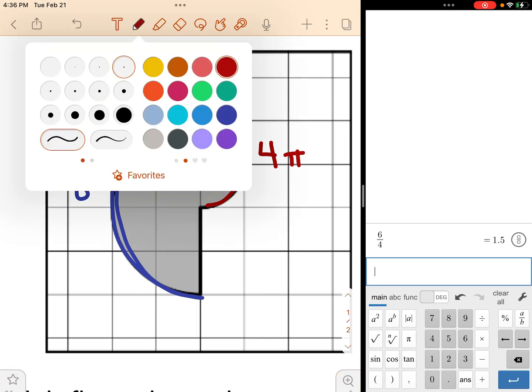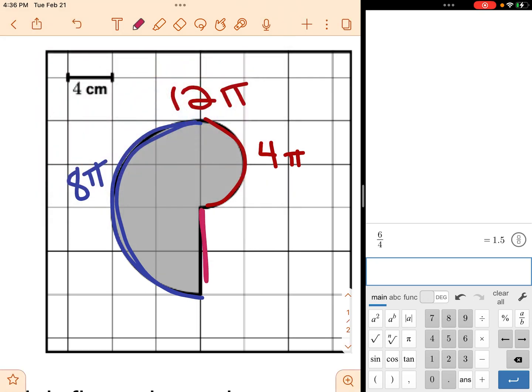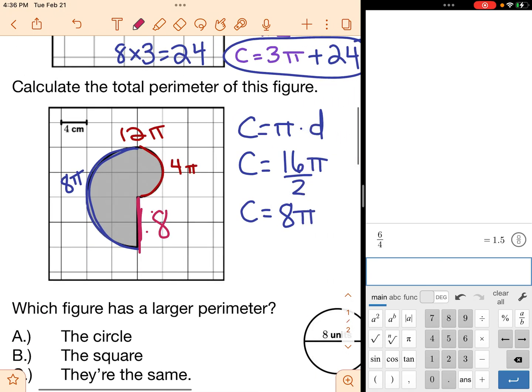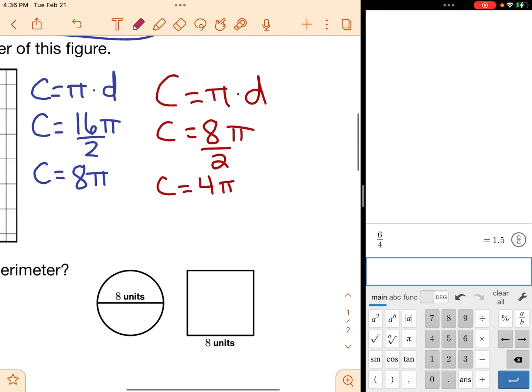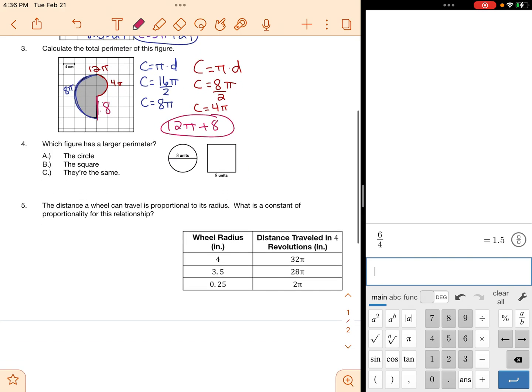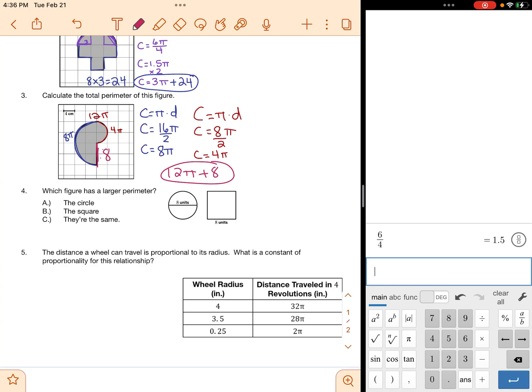Now we have to do the easy part, and we have to look at our straight lines right here. 4 plus 4 is 8, so our answer is just 12 pi plus 8. And we're all done with number 3. Moving on to number 4.